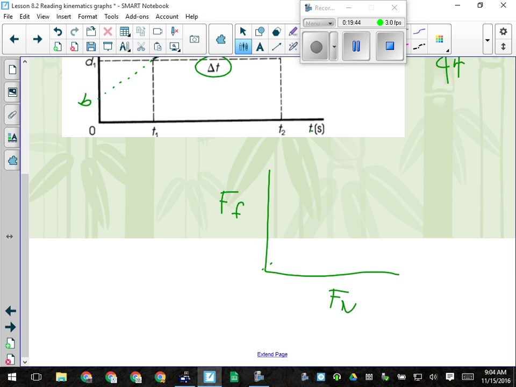They did a graph of the effect of normal force on the force of friction. Okay, you guys have never seen something like that before. The units on this side are newtons, and the units on this side are newtons. What are the units for my slope? It doesn't have any units.